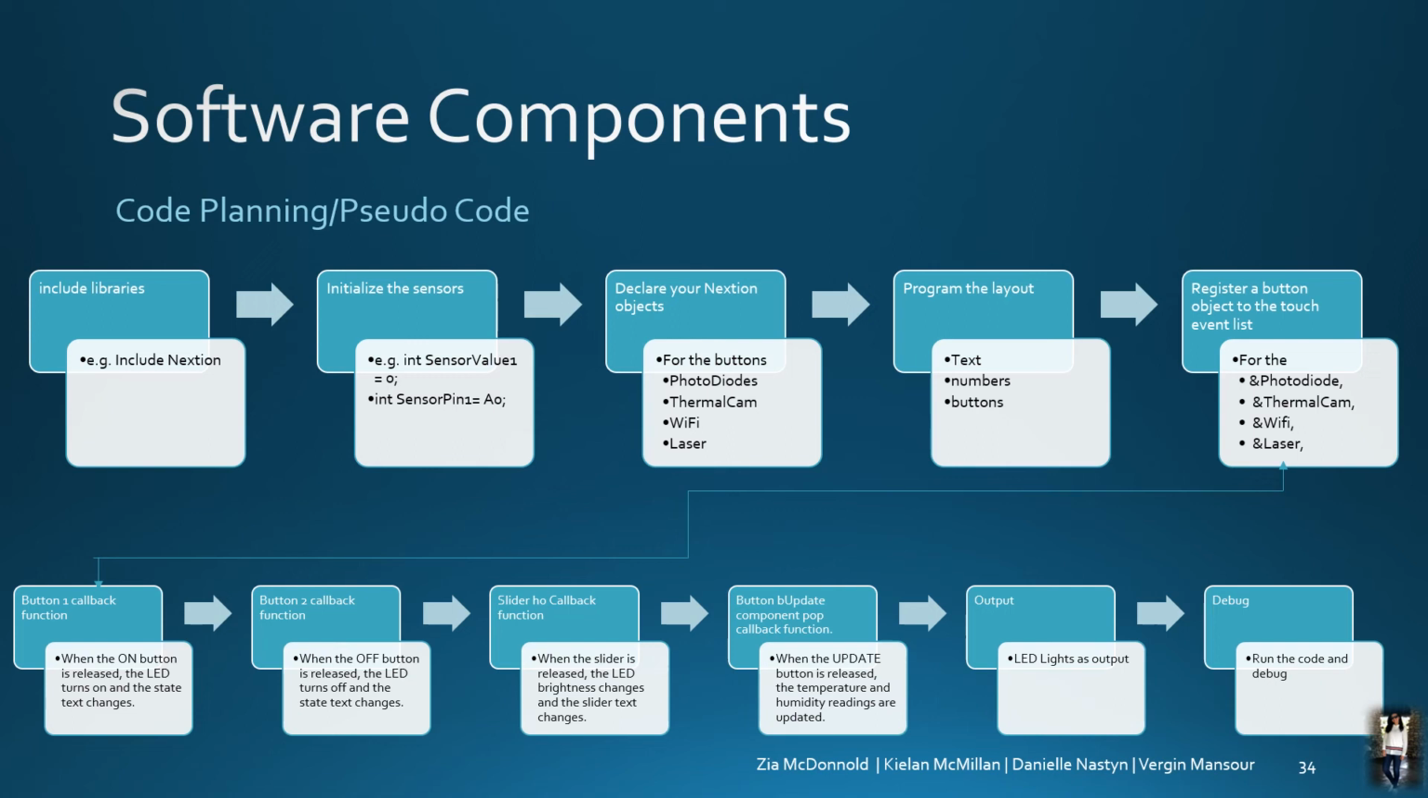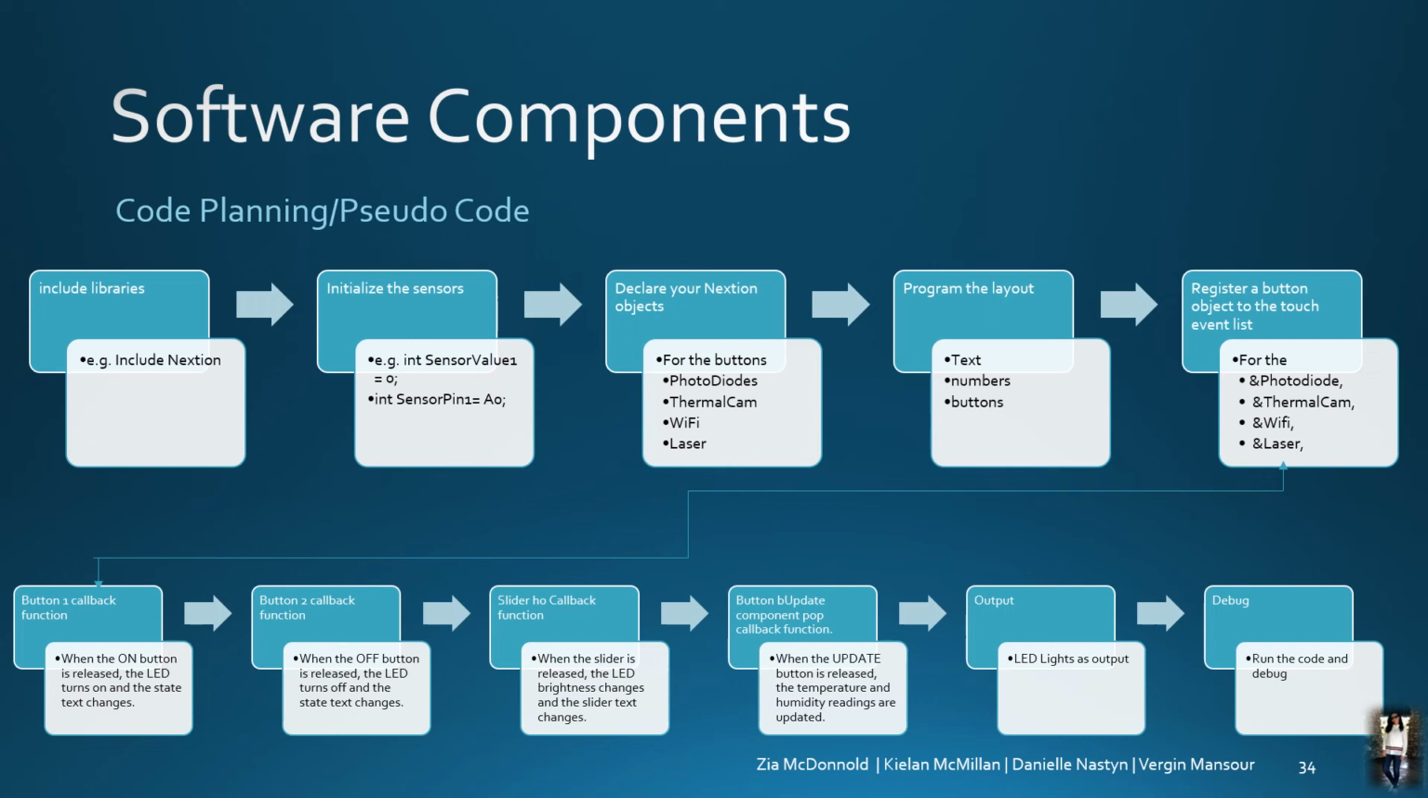Then we needed to initialize the sensors and declare the Nextion objects, which in this case would be the photodiodes, the thermal cam, the Wi-Fi, and laser. We need to program the layout, which in that case would be text, numbers, buttons. We need to register a button object to the touch event list, in that case the photodiodes, the thermal cam, the Wi-Fi, and laser. After that, we needed to do a callback function for another button, so that when the on button is released, the LED turns on and the state text changes.